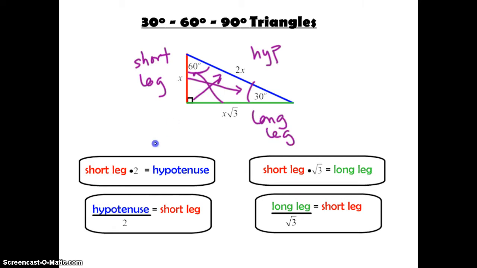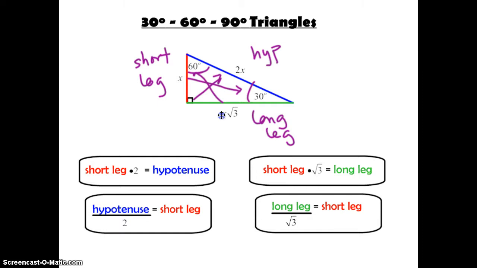Now, given those measurements, we want to talk about the ratios of the side lengths. Everything in this triangle is based off of the short leg. It's a little more complex than the 45, 45, 90, so make sure you pay attention. If you have the short leg, in order to get the hypotenuse, you're going to multiply by 2. So the short leg times 2 gives you the hypotenuse. Now, if we were to go backwards, again, given the hypotenuse, the way you find the short leg is to do the inverse. Hypotenuse divided by 2 gives you the short leg.